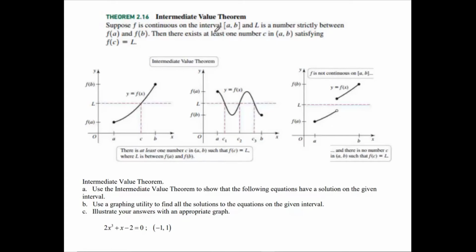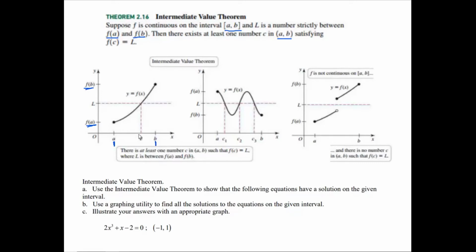Just notice when it says the interval a to b, which is a closed interval, and then we have this open interval here from a to b. That's talking about your x-coordinate. So you've got an x-coordinate here at a and an x-coordinate at b. And then L is a number strictly between f of a and f of b. Well, f of a and f of b are both y values. So then there exists at least one number c in (a, b) satisfying f of c is equal to L.